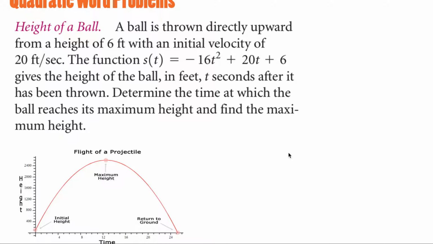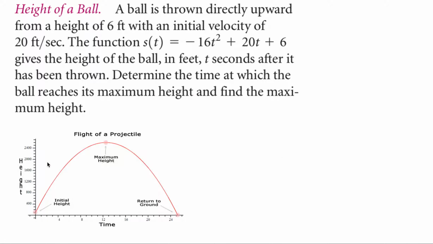So what does it look like? Well, if you have a flight of a projectile and it starts at an initial height, in this case 6 feet, then the maximum height is this one, right? And if this is a parabolic shape, the shape of a quadratic function, then what is this point or this coordinate? Well, that coordinate is the vertex of the parabola. Now we do know the formula for the vertex is negative b over 2a.